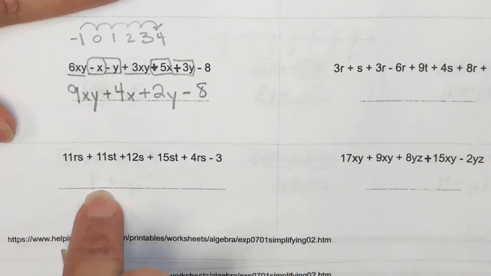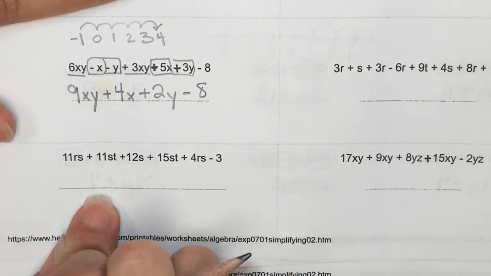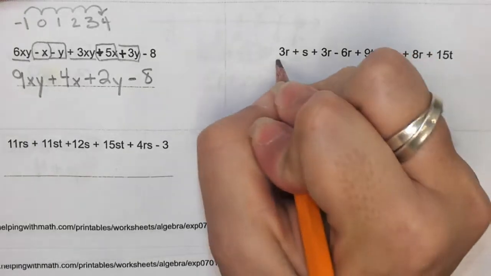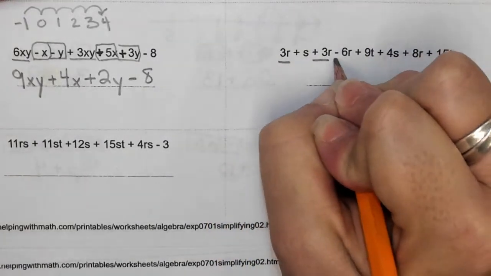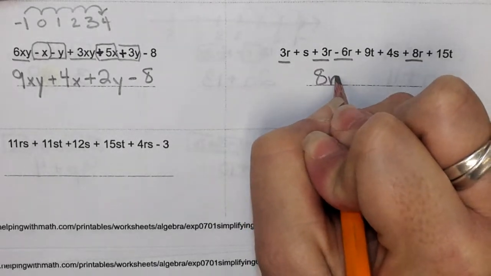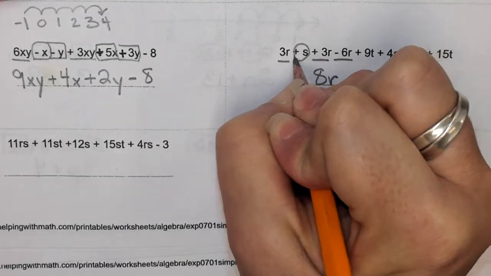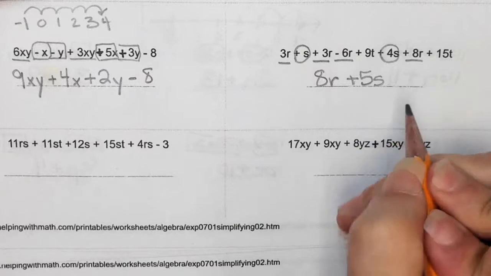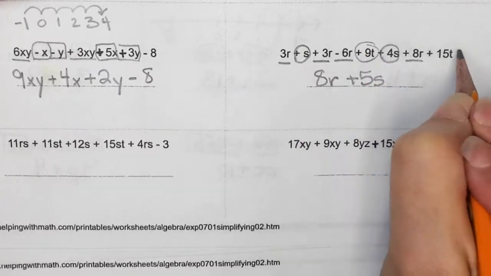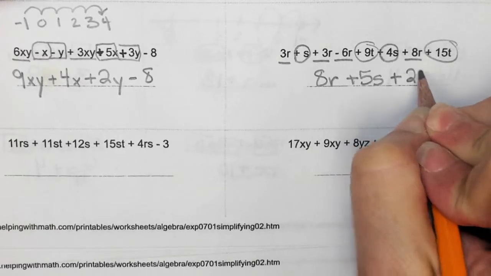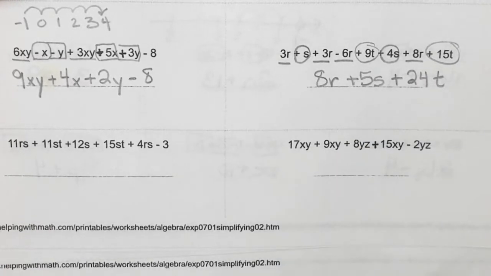I'm at the second to last one. Any questions? Okay. 3r plus 3r is 6r. Minus 6r is nothing r. Plus 8r is 8r. 1s plus 4s is plus 5s. And then plus 9t plus 15 is plus 24t.